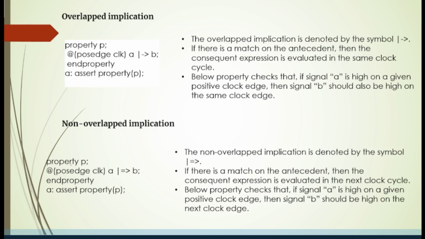So let us see what is overlapped and non-overlapped. Overlapped is denoted by this symbol, a dash and this one. Non-overlapped will be in this way: a double equals symbol with an arrow. Don't get confused, this is non-overlapped and this is overlapped. Let us see the difference between them. You can pause this video and study this, but I want to give you an example in picture format so that you can remember it easily.